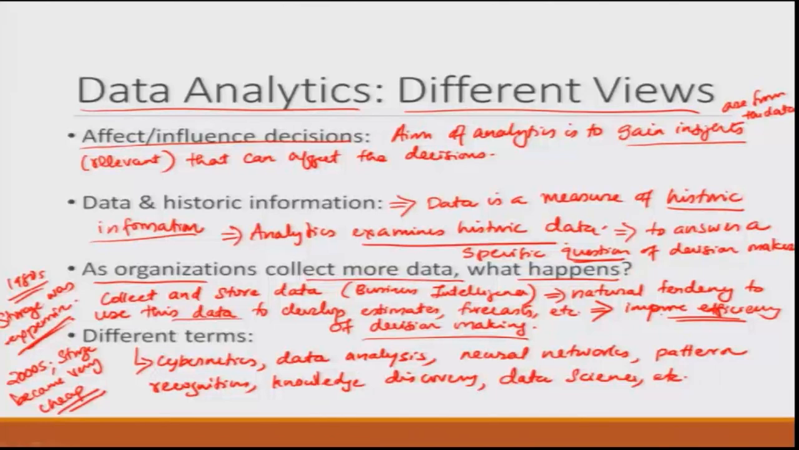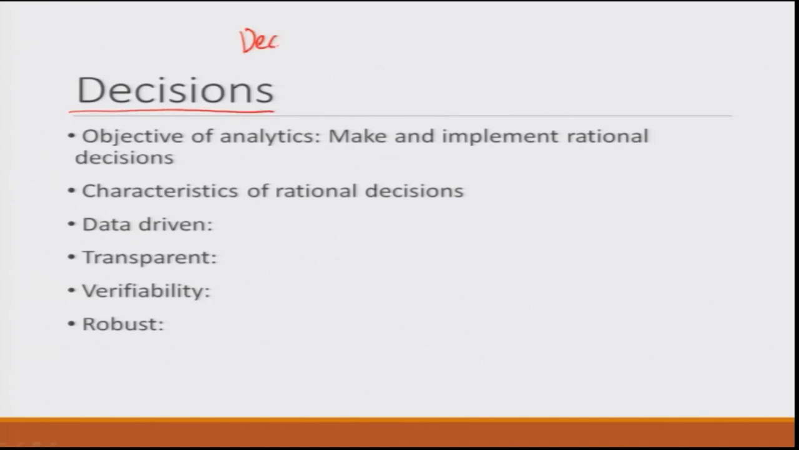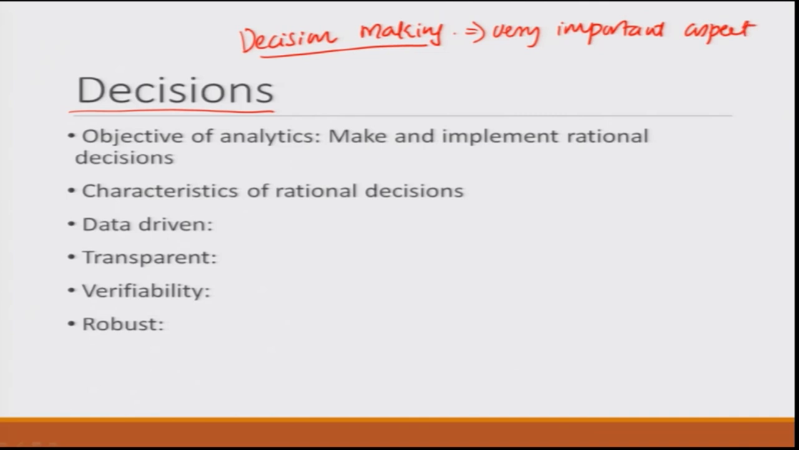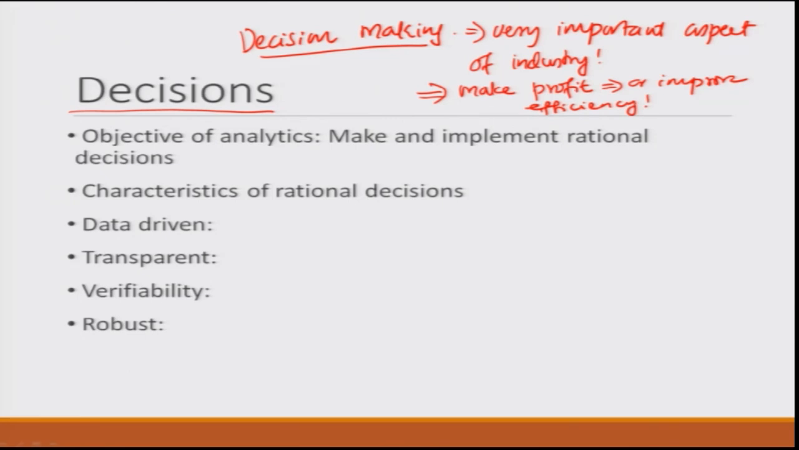The main aim, again, as I said earlier, is that this started with the process of collecting more data. Once we started collecting large amounts of data, we had a natural tendency to use it to improve the efficiency of the decision-making process. So this historic data provides new tools for data analytics. And we now talk about decisions, or decision making, which is a very important aspect of industry. You are making a lot of decisions, and the main aim of industry here is to make a profit or improve efficiency. If you are a non-profit organization, you would definitely want to improve your efficiency. Otherwise, you make a profit, which means you make more money so that you can do better business.